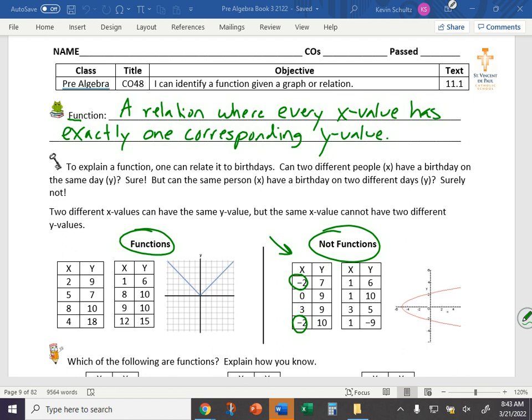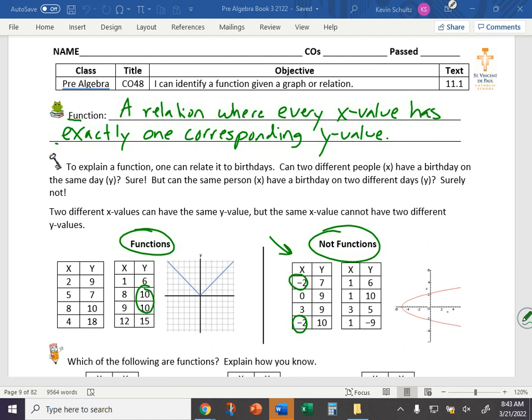And that is different than what we have here. You might be thinking to yourself, well, wait a minute now, y repeats there. That's okay, because for the x value of 8, there's only one y value, 10. For the x value of 9, there's only one y value, 10. Even though those y values are the same, it's only one for each of the different x's. So it all goes back to the x's.